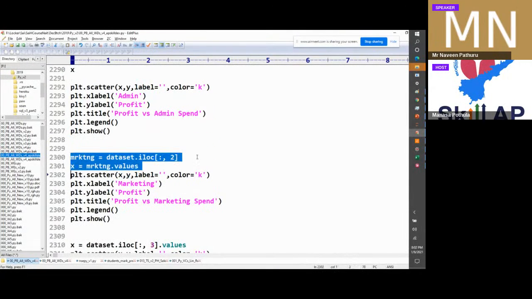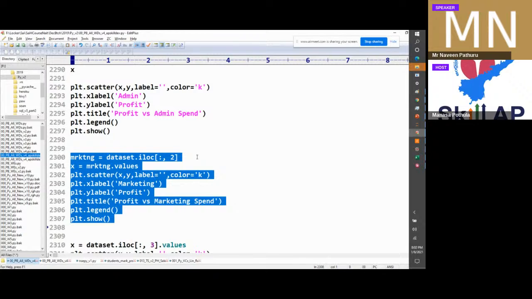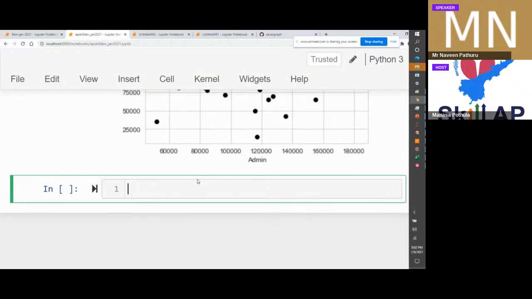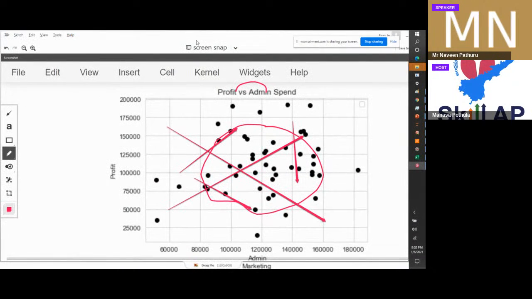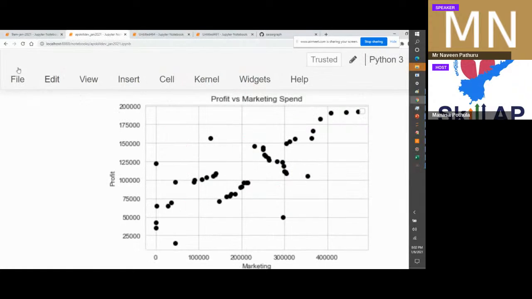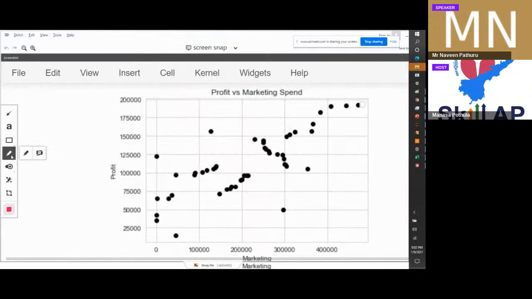This time we will take marketing. Here's marketing, and that's how it looks. Let's visualize this. Put this here, and let's see what is happening in marketing. In marketing, the flow seems to be going in this direction, but there's a little bit of scatter going here, a little bit of scatter going here.